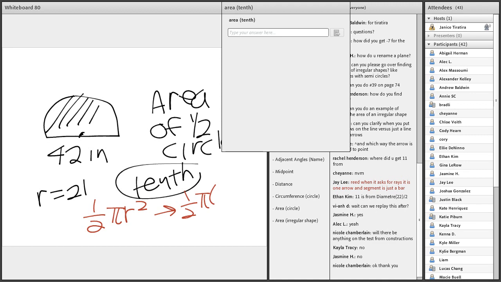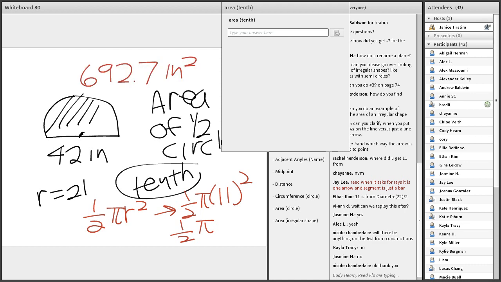People. I need one more person just for the poll and I'll end it. Okay, I got more than 15. Cool. I think half of you got the correct answer. Thank you for participating.